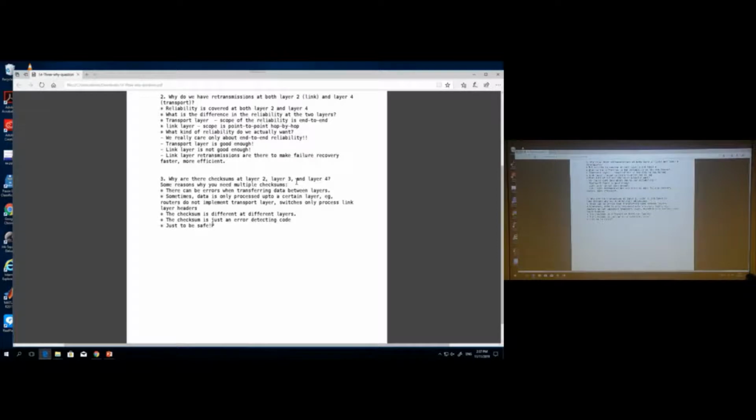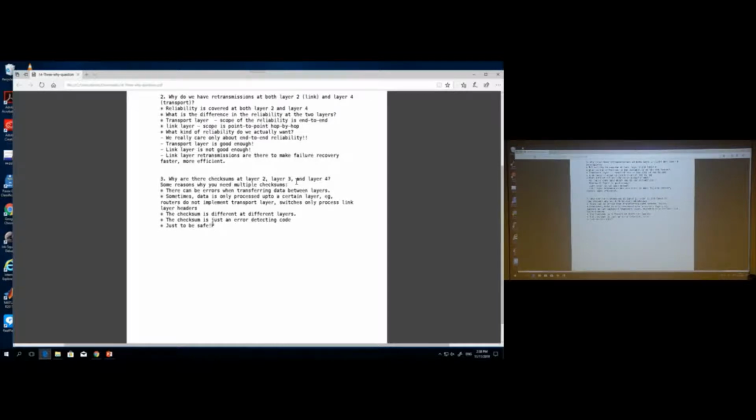And the checksum is just an error detecting code. You can actually have situations where you can have errors, but at the end of the day, it's still consistent. There are undetectable errors. It's not that every error is going to be detectable. Like I told you, it's an error detecting code, so if an error pushes you to a code word, it's not going to be detectable at a certain layer. But since the checksum is different at the different layers, the checksum at another layer might be able to catch the error.